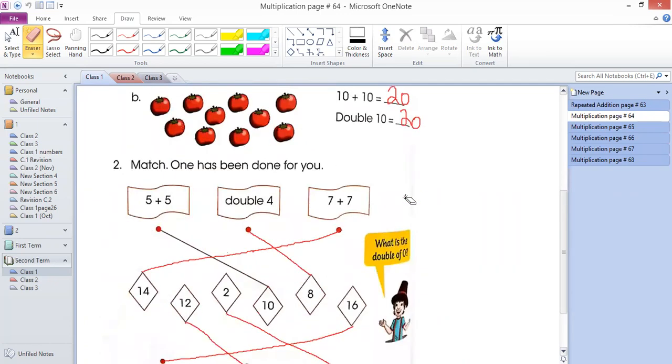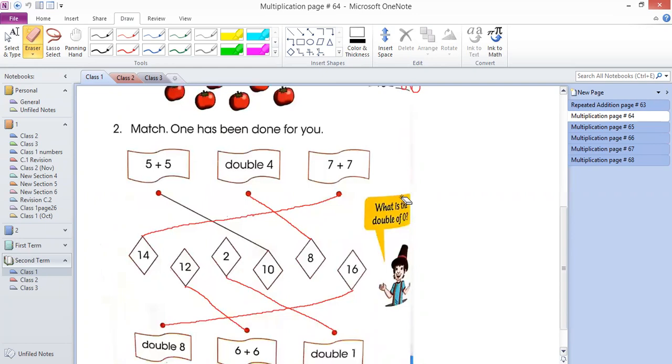Question number 2 is match, and one has been done for you. So you have to match 5 plus 5 equals 10, and that is already matched with the 10. Double of 4 means 4 and 4. Add 4 with 4. So 4 plus 4 equals 8. So this is 8. You will match double of 4 with 8. Then 7 plus 7. 7 plus 7 equals 14. So you will find where is 14 and match it with 14.